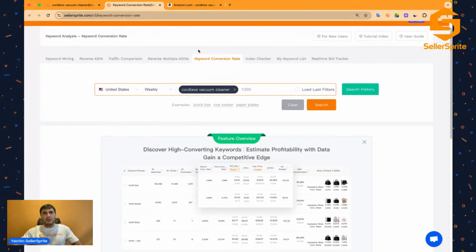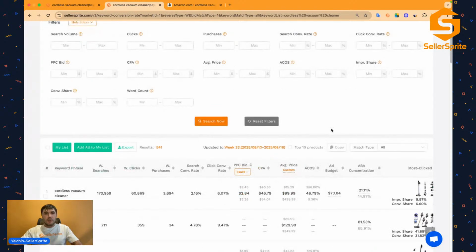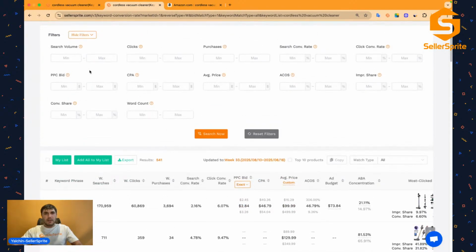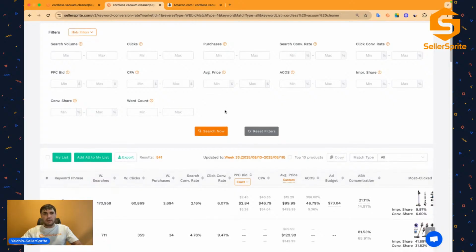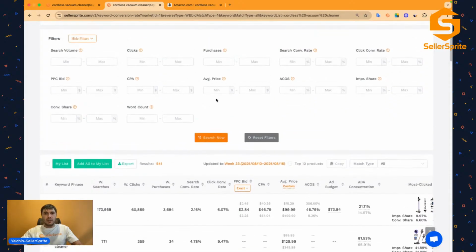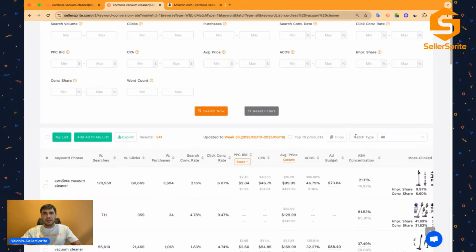Now put that keyword, cordless vacuum cleaner, here. Later we can do multiple keyword research, but now I just put this one, and I search. So we got 541 keywords here. For now, I'm leaving these filters empty. Later, maybe I can come here to add some metrics. Right now I just want to keep it empty.